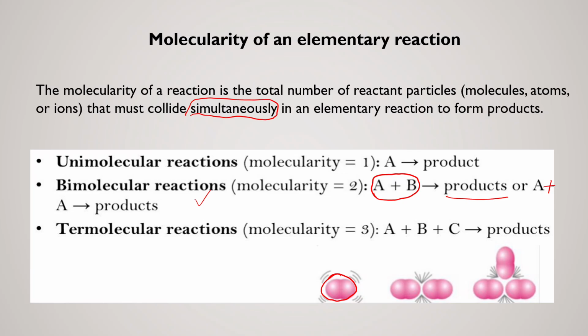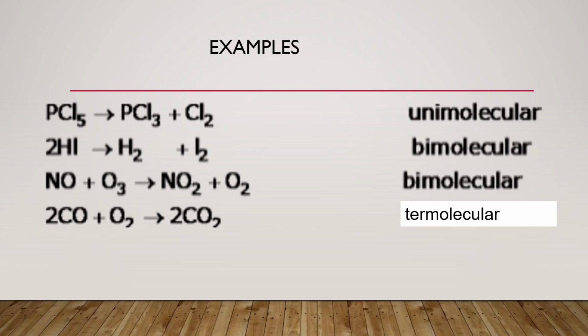Then we have termolecular reactions where we have three reactant particles colliding with each other simultaneously to form products. Now, termolecular reactions are quite rare, and perhaps you can understand why. It's because it's very difficult for three reactant particles to collide with each other at the right orientation and with energy more than or equal to activation energy to form a product. The probability of that happening is quite low. Still, termolecular reactions do happen, but they are quite rare.